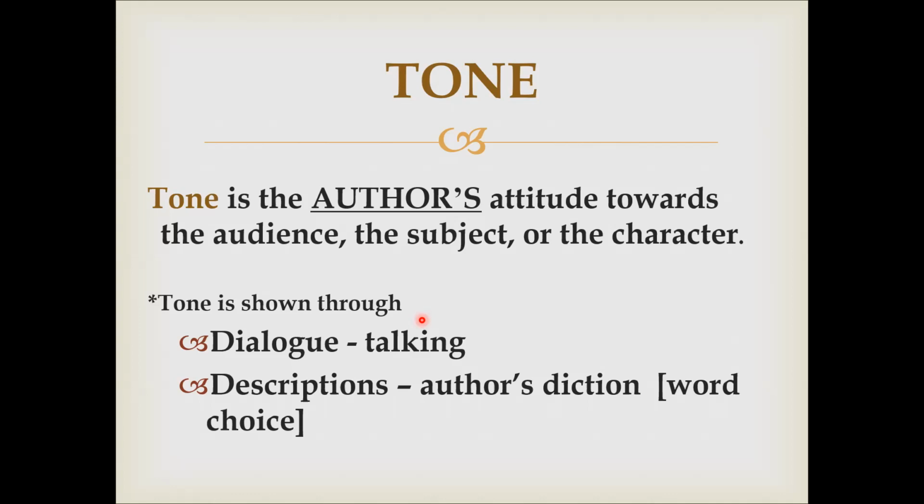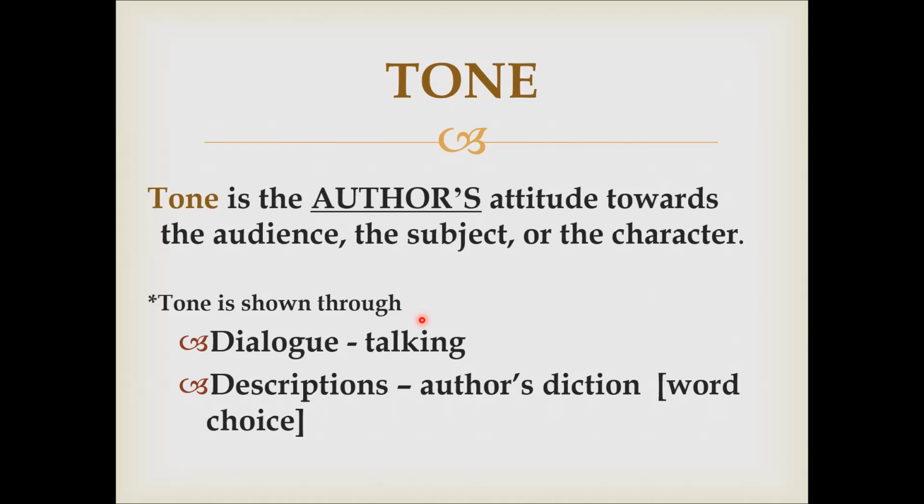Alasia, what are two ways in which the tone can be shown? Through dialogue or descriptions, like the action, like the author's word choice. Very good. Can you describe what we mean by diction? Diction is like the author's word choice, like the words they say to make you think of their attitude towards the audience. Very good.